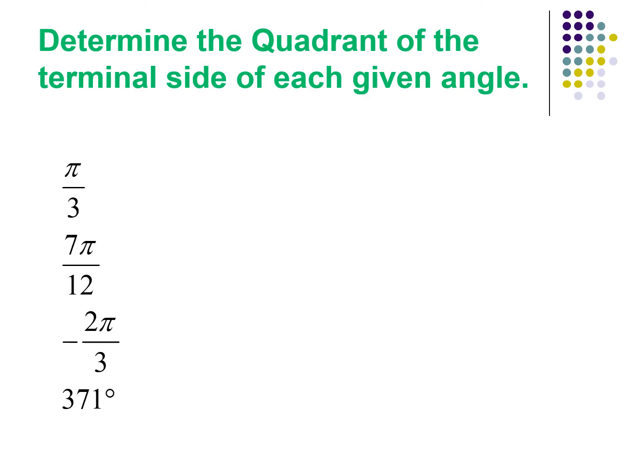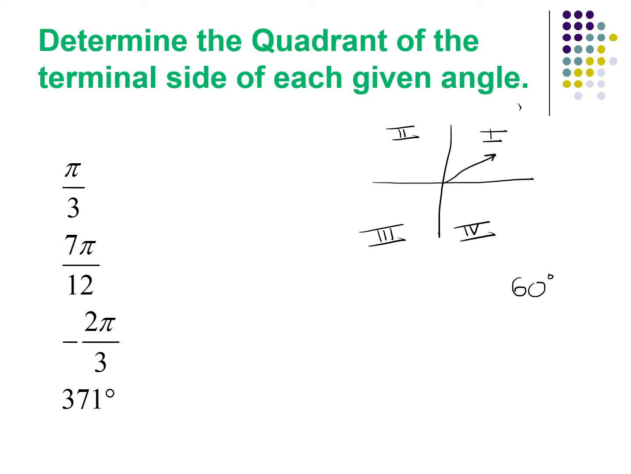Now let's check how we can determine the quadrant. Understand that whether the angle is positive or negative, the quadrant doesn't change. This is the coordinate plane in which this is the first quadrant, this is the second quadrant, this is the third quadrant, this is the fourth quadrant. If I ask you to draw 60 degrees, it comes over here, and if you look here, the quadrant is the first.